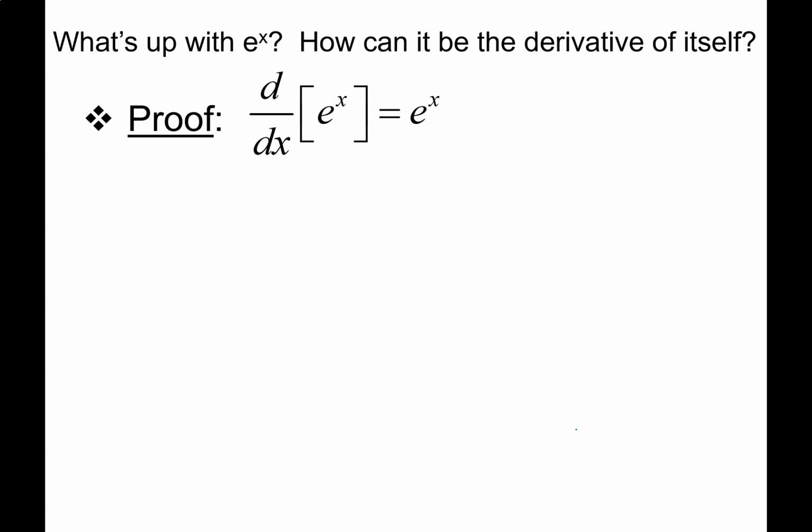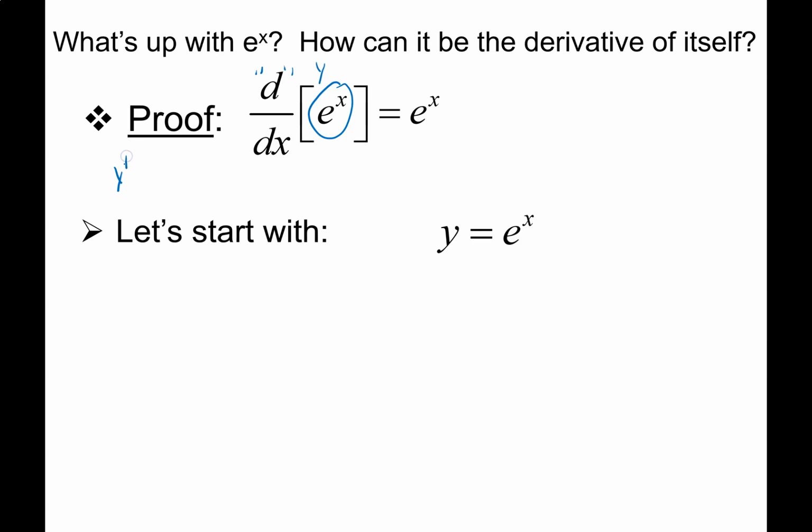So rather than just taking my word for it that the derivative of e to the x is e to the x, I'd like to know for sure where that comes from. So I'm going to take this and call it y. When I say to differentiate or find the derivative, I'm looking for a y prime equals something. That's what I want to get to. So I want to prime this.